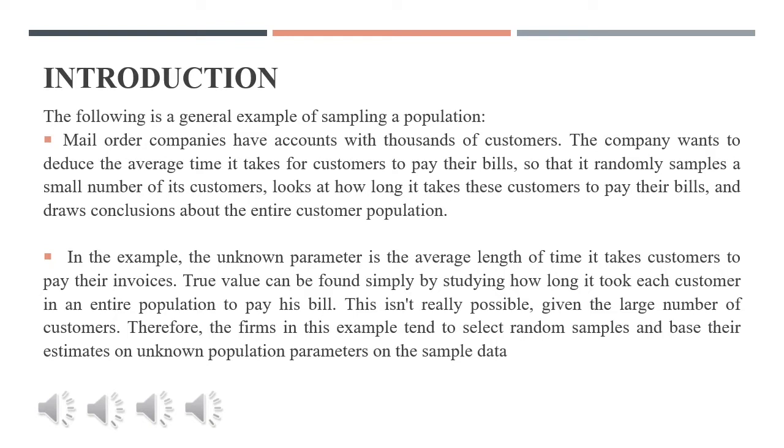In the example, the parameter of interest is the average length of time it takes customers to pay their invoice. The true value can be found simply by studying how long it took each customer in the entire population to pay their bill. This is not really possible, given the large number of customers. Therefore, the firm in this example tends to select random samples and base its estimates of unknown population parameters on the sample data.